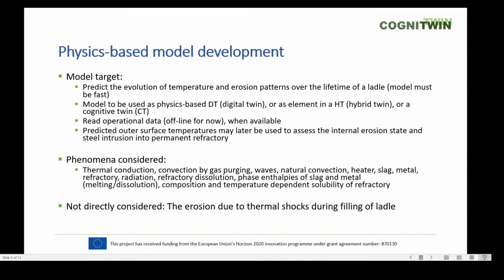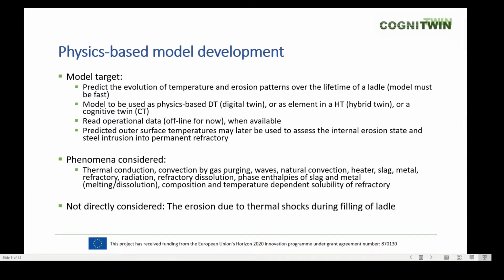Back to the physics-based model and how it was developed. The model target is to predict the evolution of temperature and erosion pattern over the lifetime of a ladle. Because of that, the model must be very fast. The model should be used as a physics-based digital twin, or as an element in a hybrid twin, or in a cognitive twin. The hybrid twin is about having a model that both exploits the data and also exploits physical laws, conservation laws.